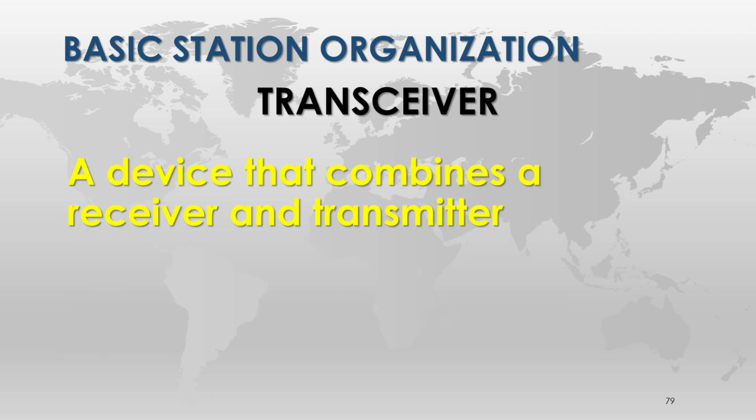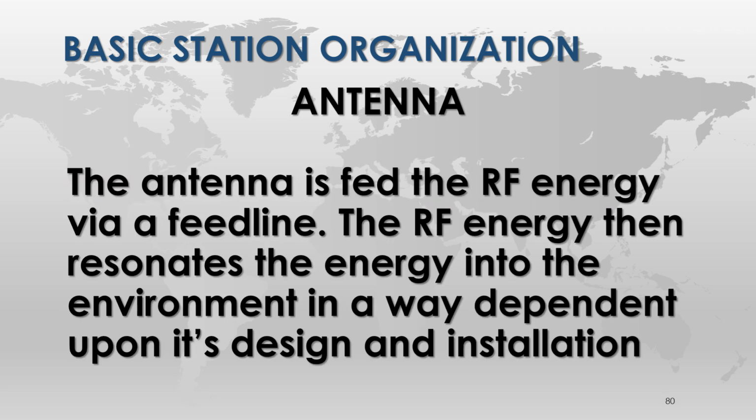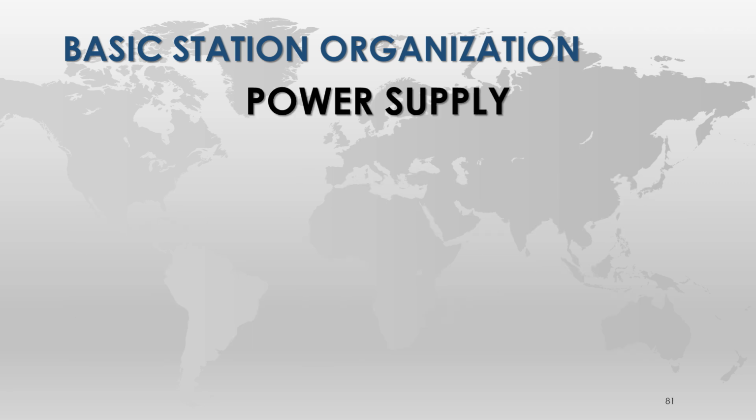The transceiver is a device that combines a receiver and a transmitter. Okay. Antenna. The antenna is fed the RF energy via a feed line. The RF energy then resonates the energy into the environment in a way dependent upon its design and installation. That's how we get the signal out. We design it to send out that RF energy and resonate it into the environment.